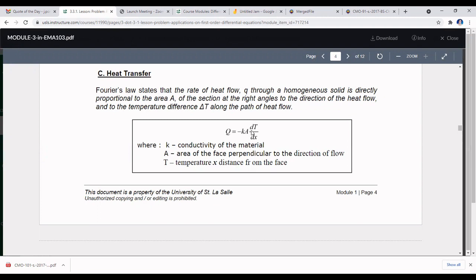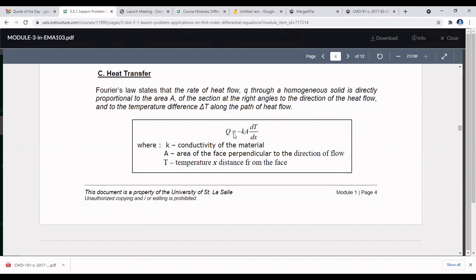The dT, or the change in temperature, will be the difference in temperature of one phase against another. So the dT is the difference in temperature. So you have it negative kA dT over dx.